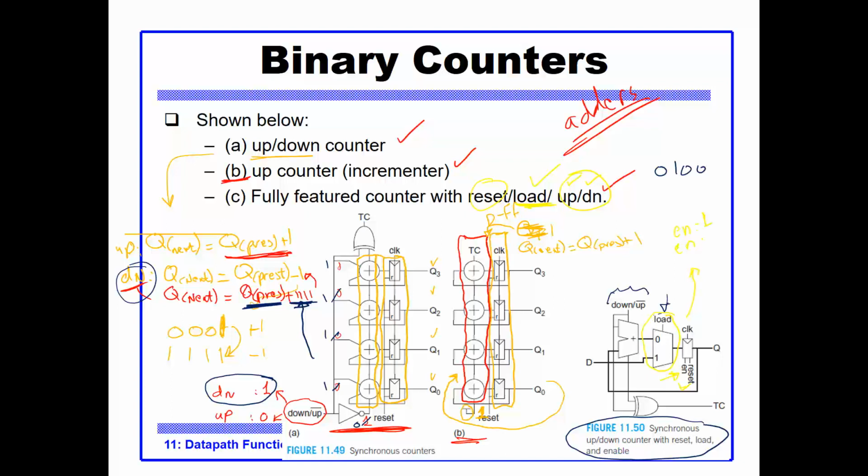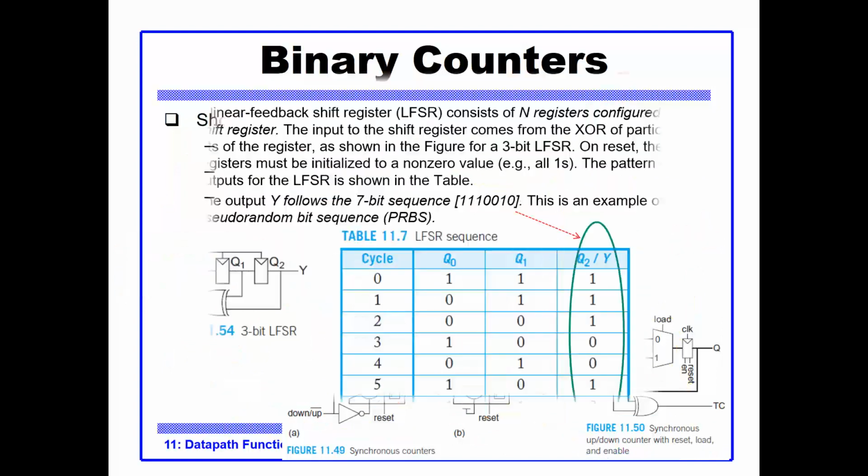If enable equals 0, then this counter does not update itself. The output is constant. It doesn't function. It is as if nothing happened in the digital system. It will keep its present value, but nothing is being updated, even if we have a clock coming. Okay, all right. So these are the flavors of binary counters that we typically see in VLSI systems.